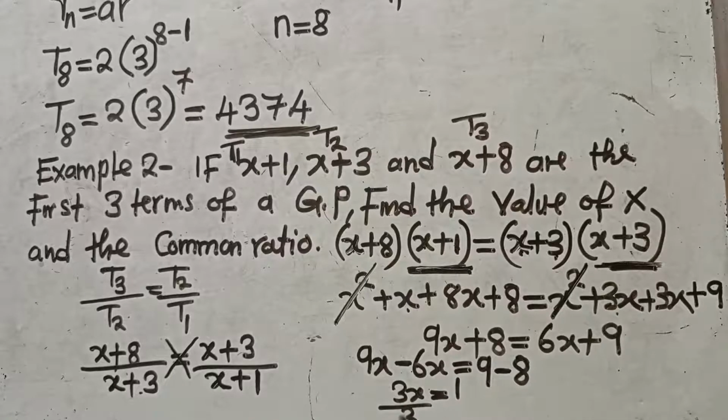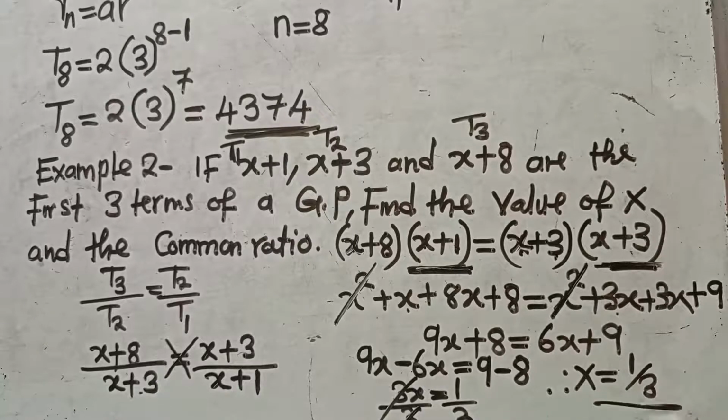You divide both sides by 3. Even here we divide by 3, such that this 3 cancels. You're just going to have x. Therefore, x is equal to 1 over 3. This is the value for x, 1 over 3. So this is how you find the value for x, just like this. So the concept here is understanding algebra.